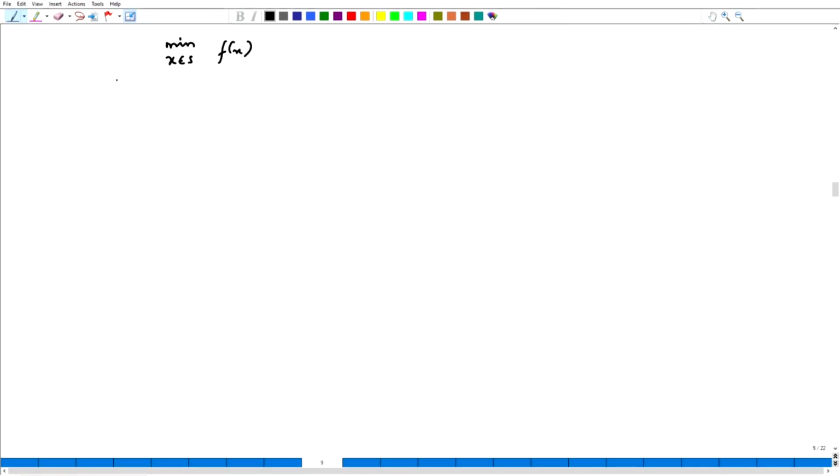The more relevant question for this problem is, suppose a solution exists, how do we go about finding such a solution, right? So, we will start working on answering that question. Okay.